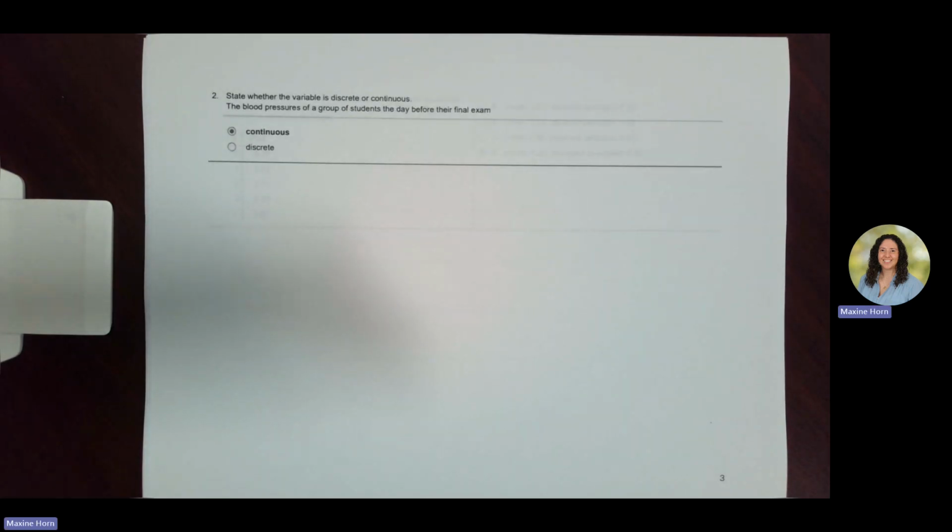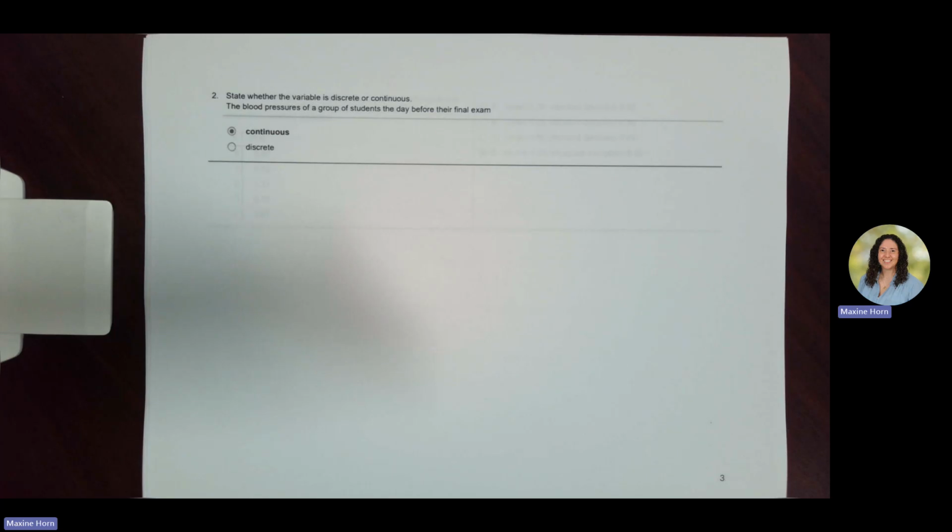And then, oh yeah, okay, that's where the blood pressure thing comes in. State whether the variable is discrete or continuous. The blood pressures of a group of students the day before their final exam. Hopefully your blood pressure does not go up too much as you're studying for your exam.